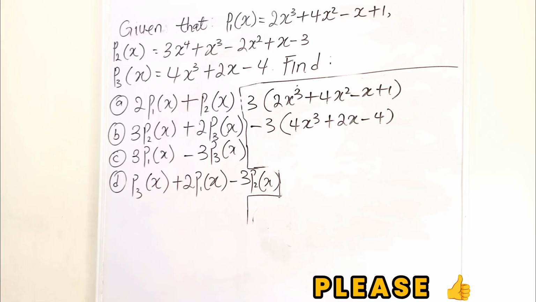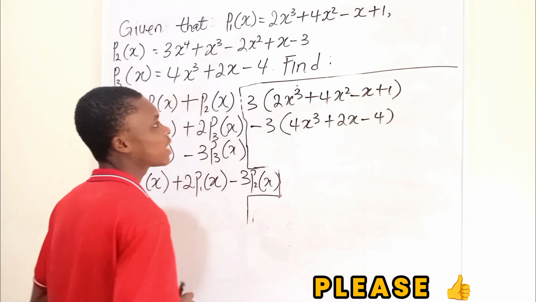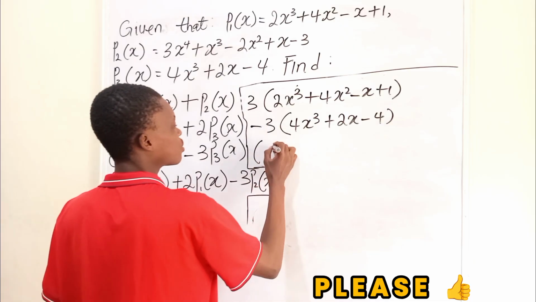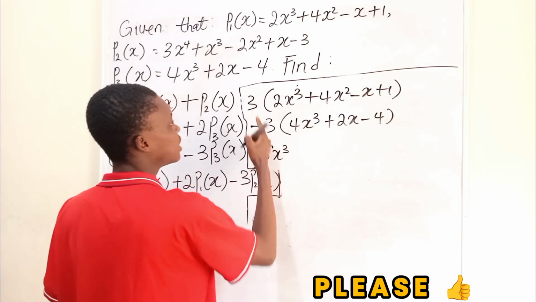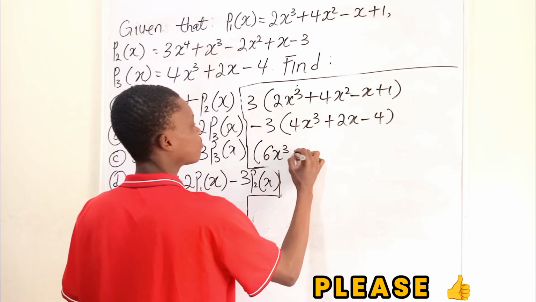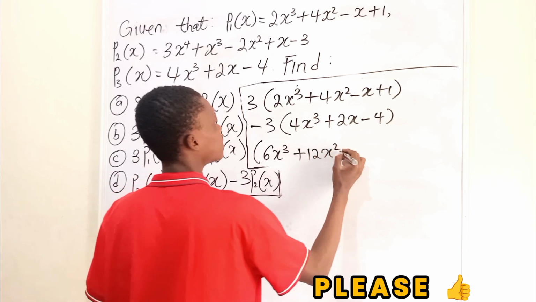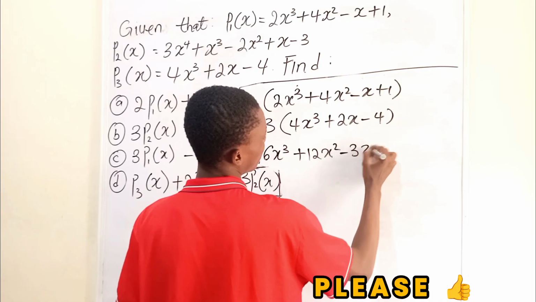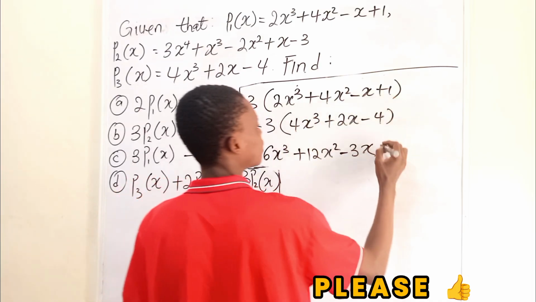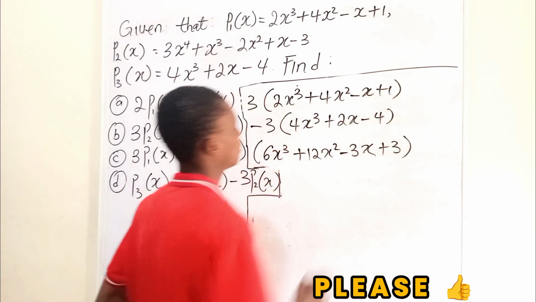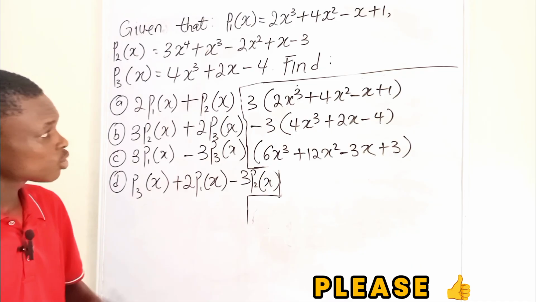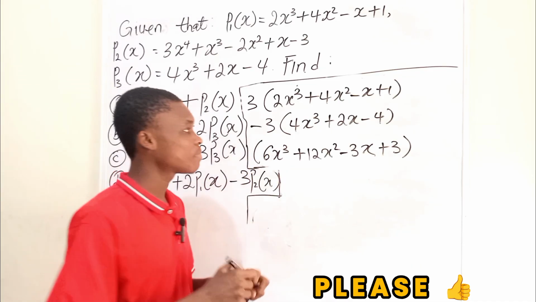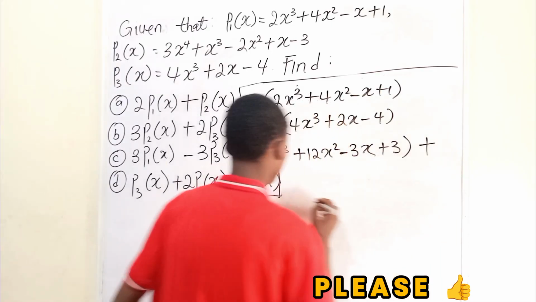Now let's walk through it. Let's expand. If we expand this bracket, we'll have that 3 times 2 here gives us 6x cubed. 3 times positive 4 here gives us plus 12x squared. 3 times negative x gives us negative 3x. 3 times 1 gives us plus 3. You can see that. So what next? Let's expand this using the negative sign to expand everything. So we'll put a plus sign.